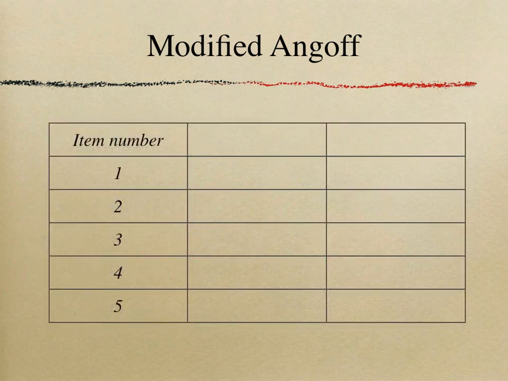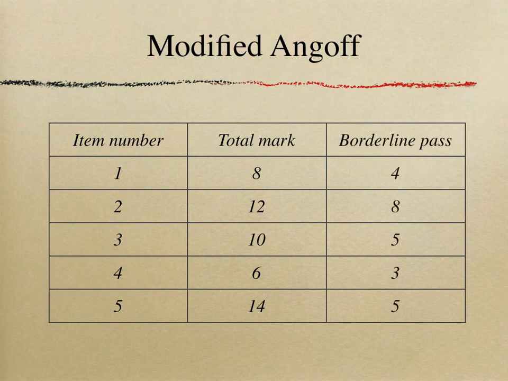So if we had 5 questions in our short answer question paper, and the first item has got a total mark of 8, and the second one has got 12, and so on. And then in the first one, you expect a borderline candidate to get 4 out of 8, and then 8 out of 12 for the second one, and so on. All you have to do then is just add up what you think a borderline candidate can get.